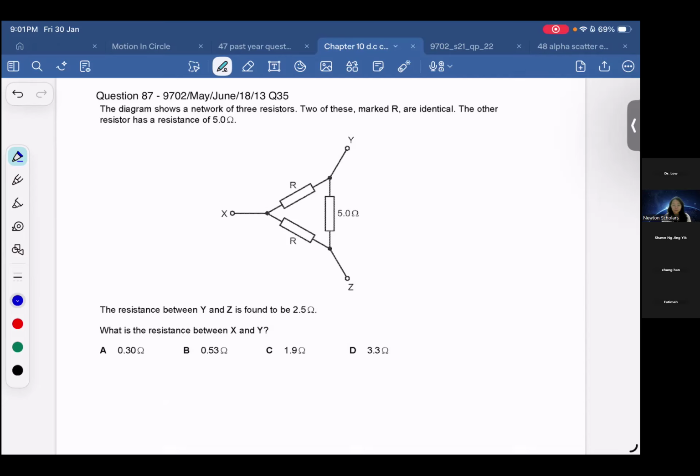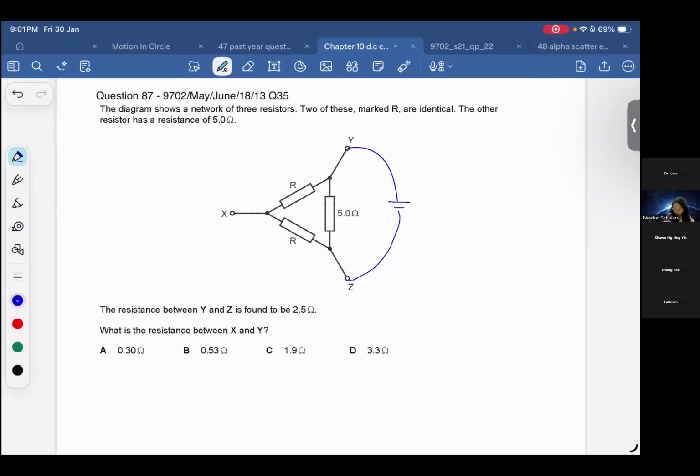Chonghan, yes, correct. The rest of you, I'll give you some idea. Resistance between Y and Z is found to be 2.5. So that means maybe this part, we can have the circuit something like this.